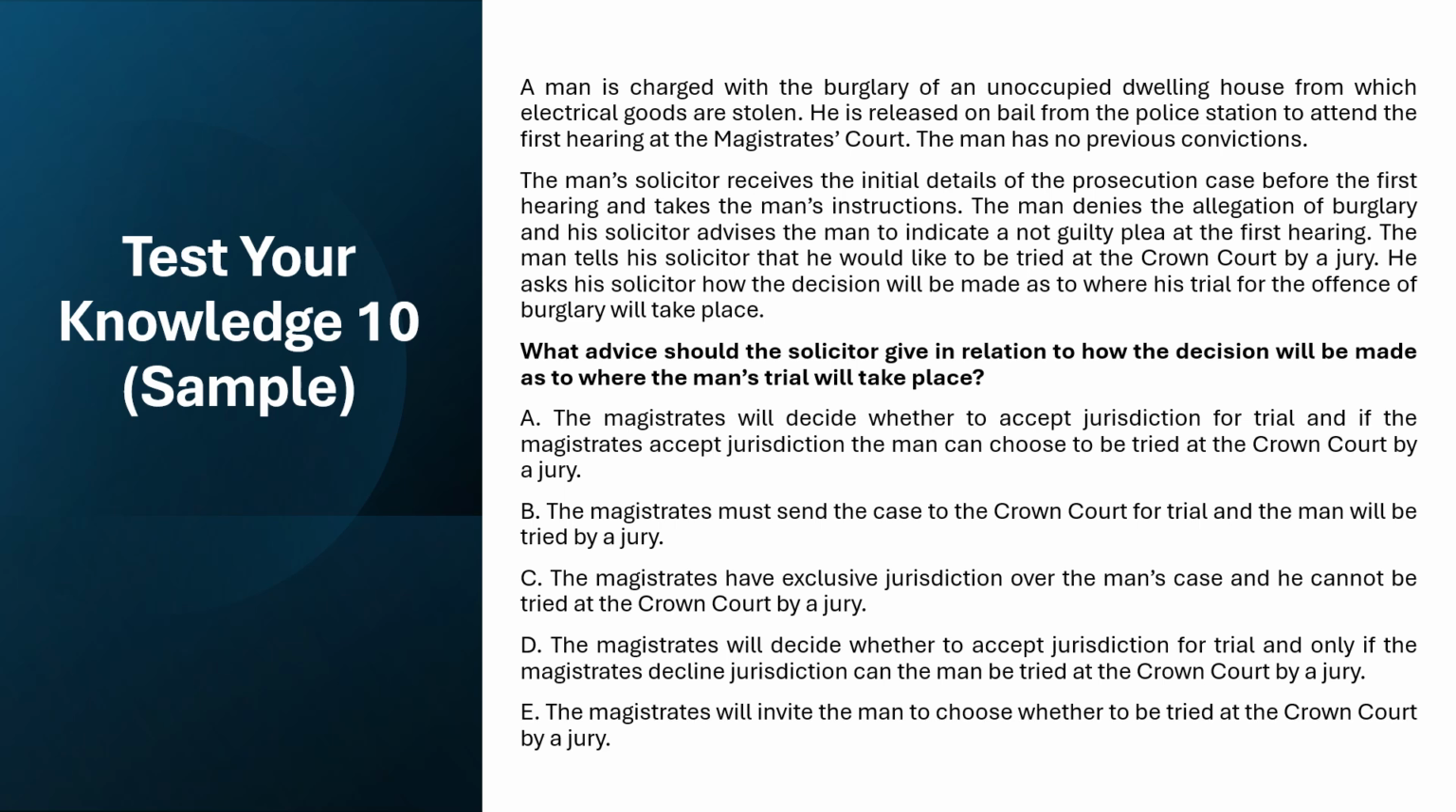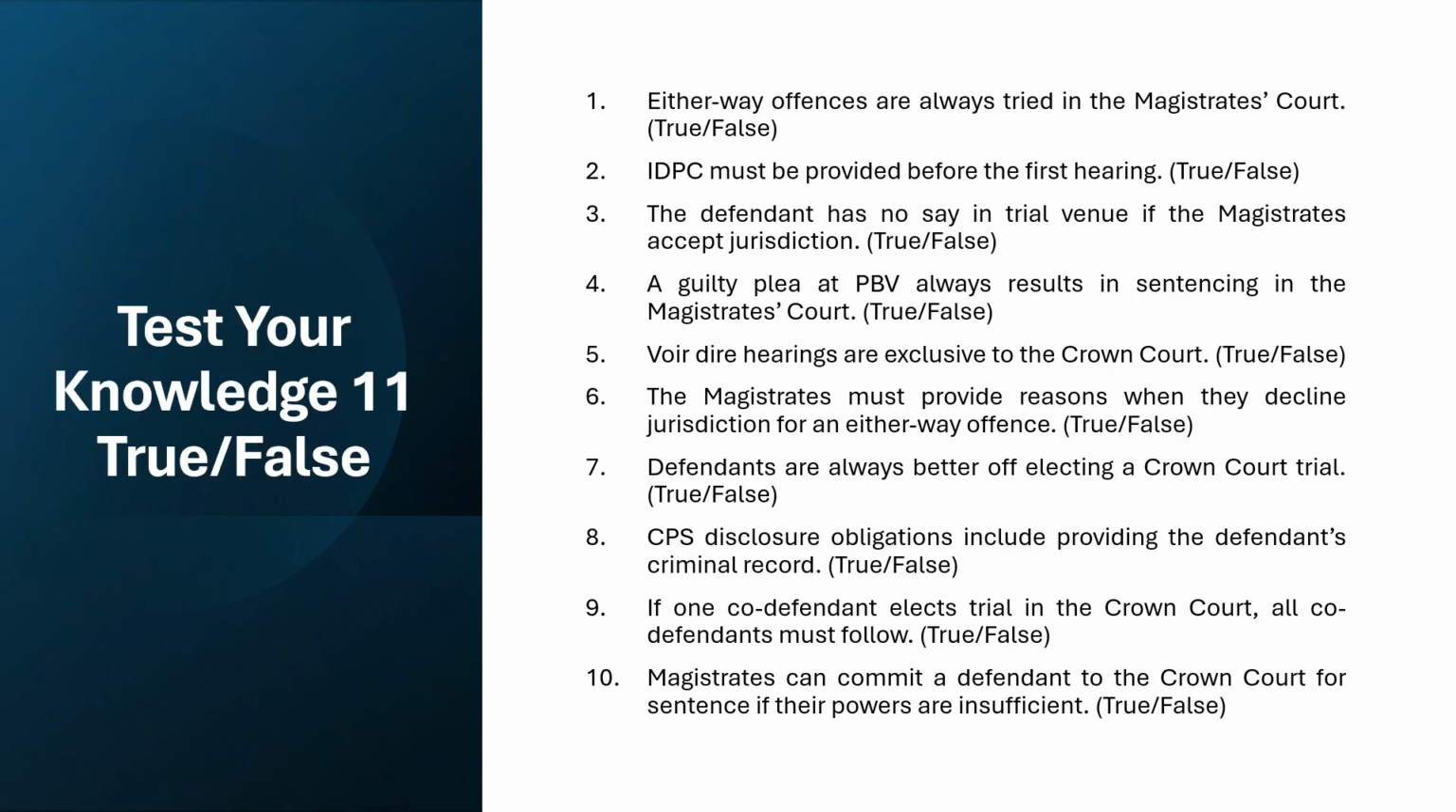Or is it B, the magistrates must send the case to the Crown Court for trial and the man will be tried by a jury? Or is it C, the magistrates have exclusive jurisdiction over the man's case and he cannot be tried at the Crown Court by a jury? Or is the answer D, the magistrates will decide whether to accept jurisdiction for a trial, and only if the magistrates decline jurisdiction can the man be tried at the Crown Court by a jury? Or is the answer E, the magistrates will invite the man to choose whether to be tried at the Crown Court by a jury?